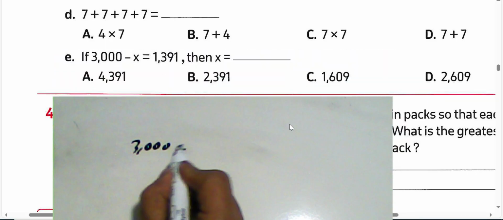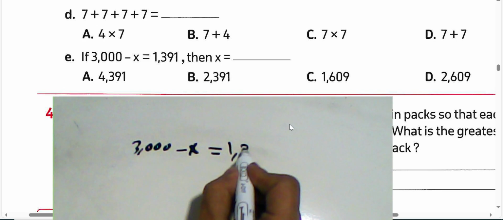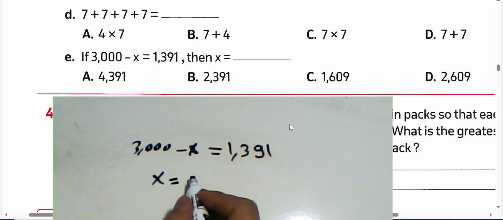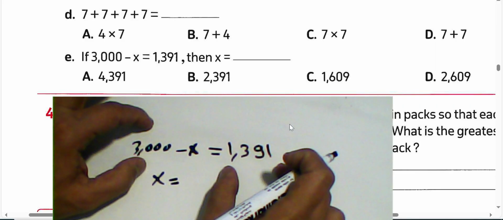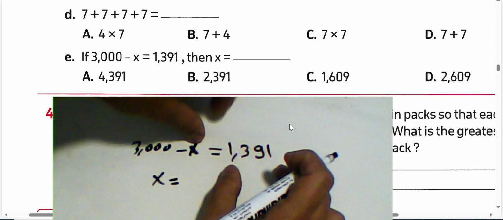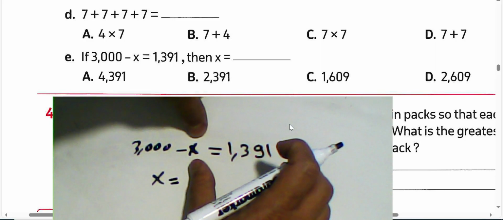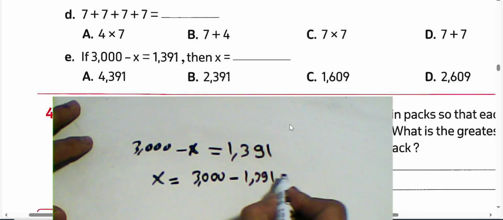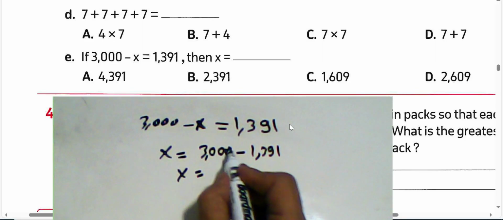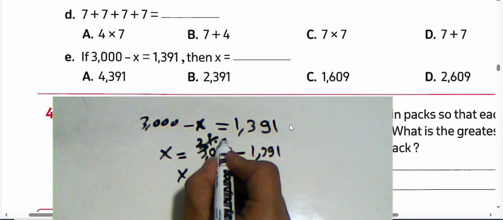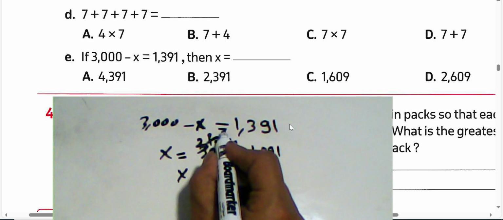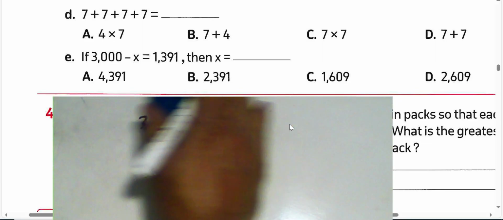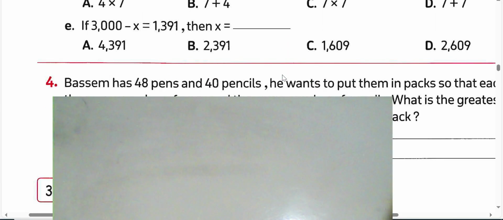3,000 subtract x equals 1,391. We can find the value of x by finding the difference between two numbers. 3,000 we call the minuend, and 1,391 we call the difference between two numbers. Then we can find the subtrahend. Ask for the subtrahend: find the difference. 3,000 subtract 1,391, and the value of x equals 1,609. We can do it. Borrow 1 also. 10 minus 1 equals 9. And 9 minus 9 is 0. 9 minus 3 equals 6. 2 minus 1 equals 1. The result will be 1,609. Next question.